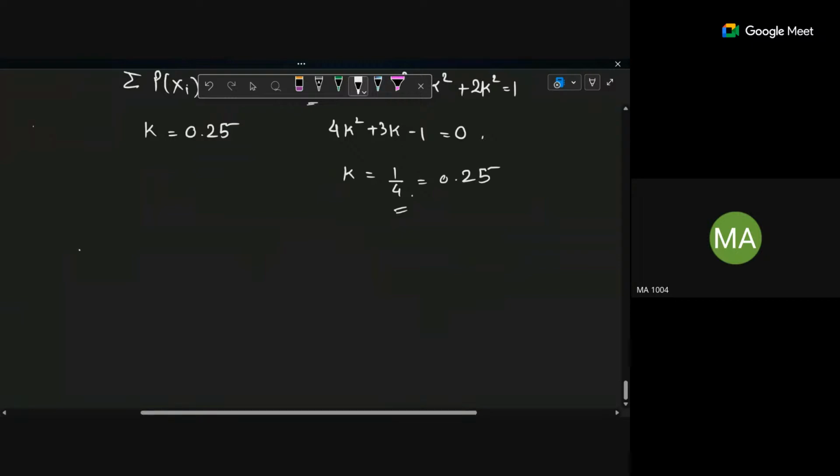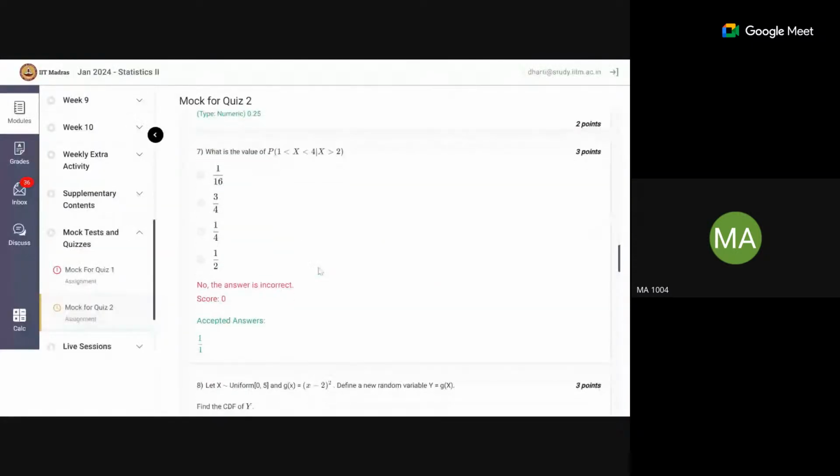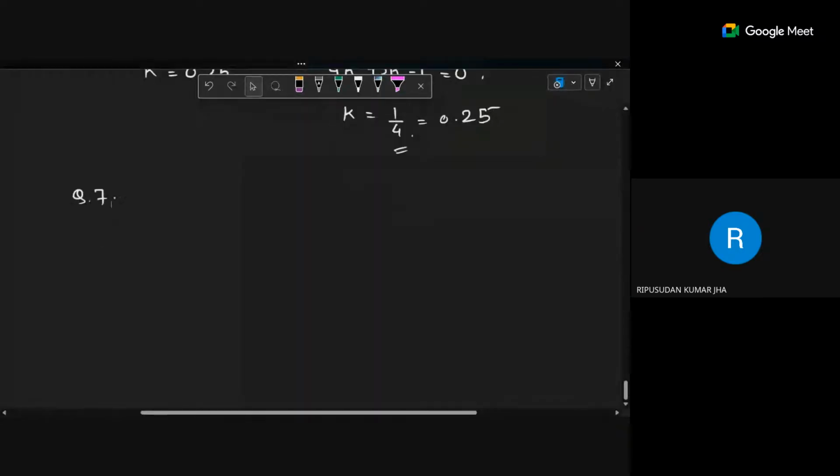So what is the next one? Question number 7 is about conditional probability. How do we get the conditional probability? Let me just check the question. The probability that x is lying between 1 to 4 given that x is greater than 2. We write this expression as the probability of x between 1 to 4 intersection x greater than 2, upon the probability of x greater than 2, and solve the equation.